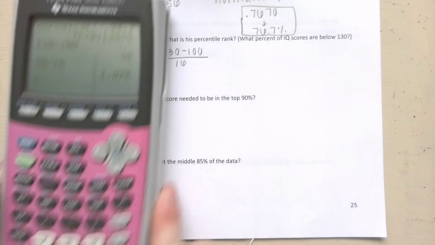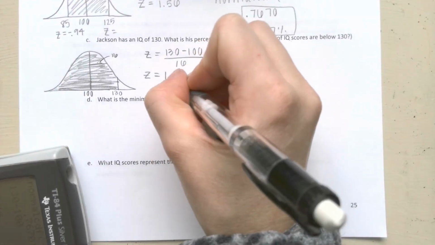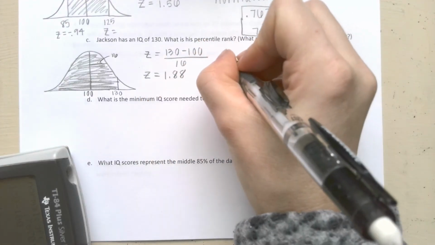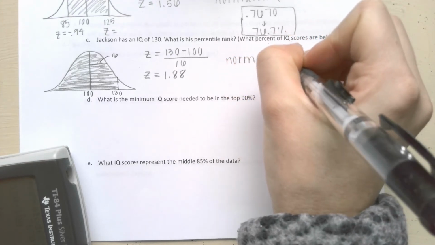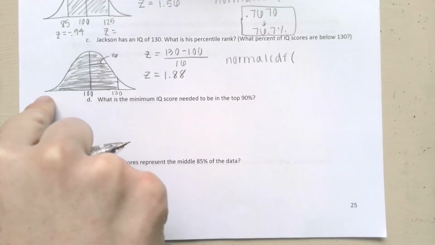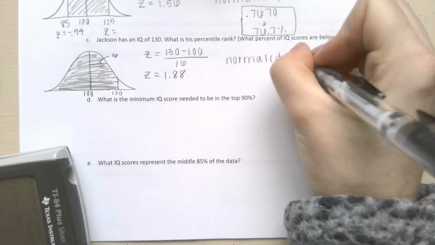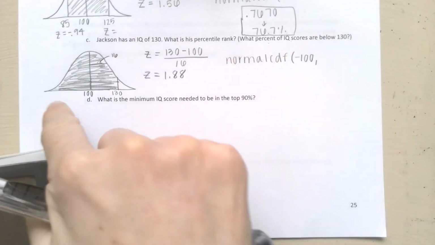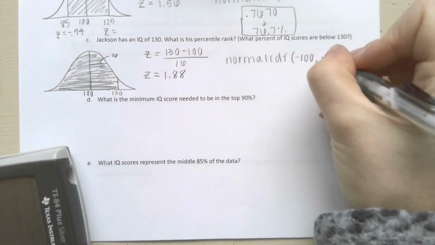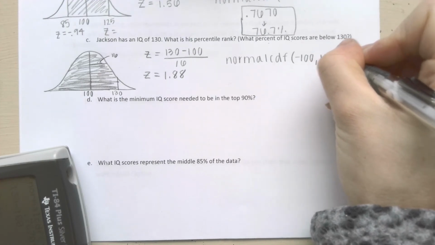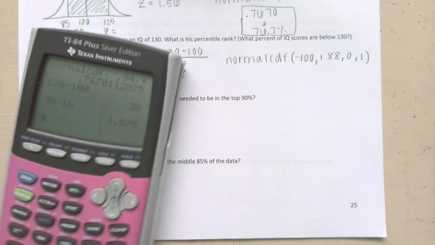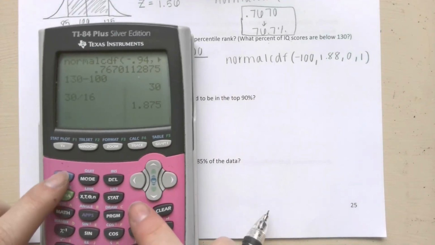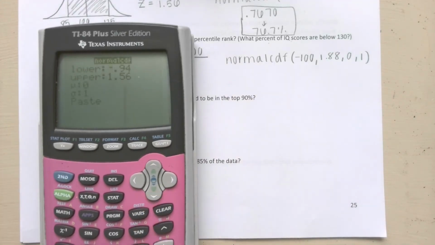Get 1.88 after we round. Still using normal CDF here. My lower bound starts on the left. That would be a very negative number. Upper bound stopping at that 130, which is a z-score of 1.88. Mean and standard deviation staying the same. So second bars, typing in that lower bound and upper bound.